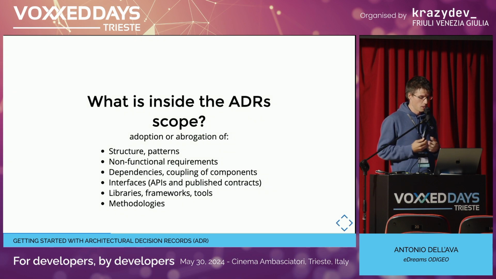Other problem. What is the scope of an ADR? Is every decision an architectural decision? Obviously not. It's up to the team to define what an architectural decision is. It could be structure, patterns, non-functional requirements, contracts, APIs, library adoption, methodology adoption, or abrogation. These are all good examples.